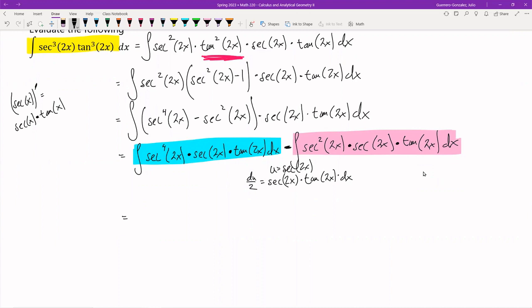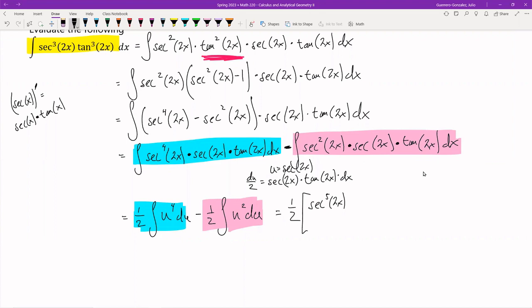What we have here now is a 1 over 2 integral of u to the fourth du, minus a 1 half integral of u squared du. The blue one is this piece right here, and the pink one is this piece right here. If you integrate these, you should get 1 half, since both of them had a half in it, of secant to the fifth of 2x over 5, minus secant to the third of 2x over 3, plus c, and we are done.